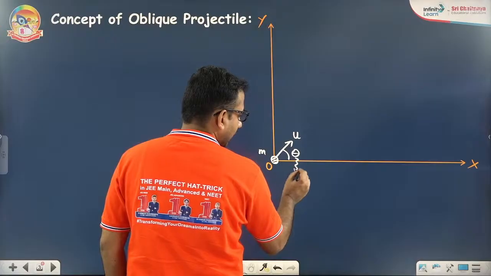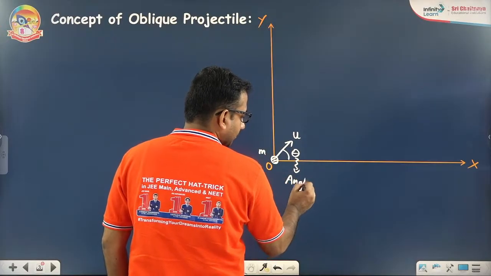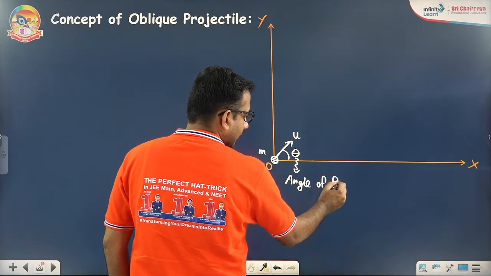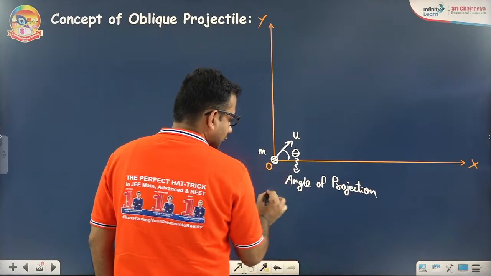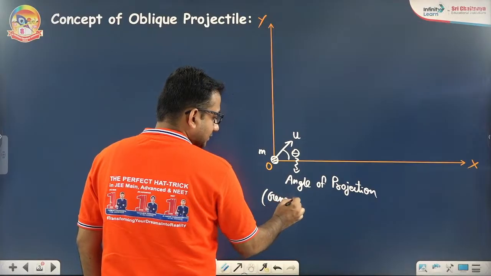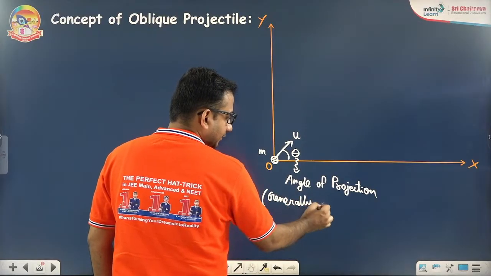Angle of projection, generally but not necessarily made with horizontal.